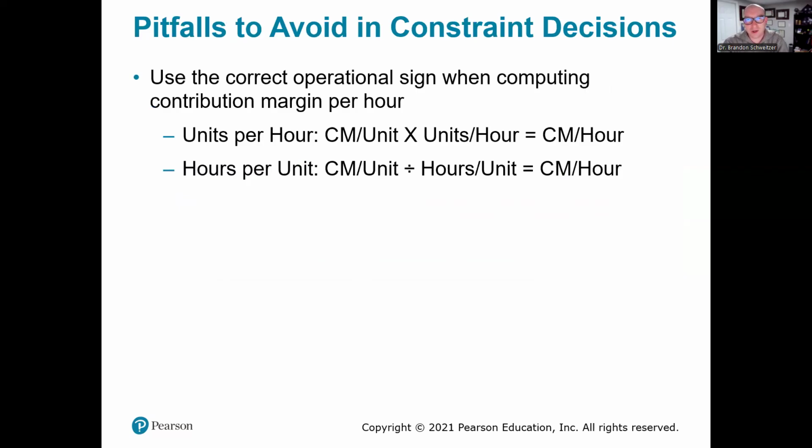So we need to use the correct operational sign when computing the contribution margin per machine hour. For units per hour, we take contribution margin divided by the sales price per unit, times the number of units over the number of hours. That gives us contribution margin per machine hour in terms of units per hour. And for hours per unit, it's contribution margin over the sale price, divided by the number of hours divided by the number of units. That gives us the contribution margin per hour per unit.